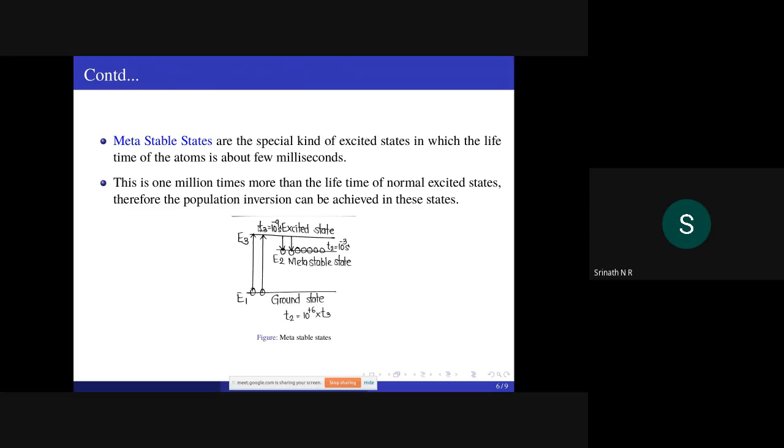even to E3, then it decays to E1 through E2. Since the lifetime of the atoms in the E2 energy level is relatively more, more atoms gather in this energy level. Therefore, the number of atoms in E2 is more than the number of atoms in E1. This kind of situation we call population inversion.